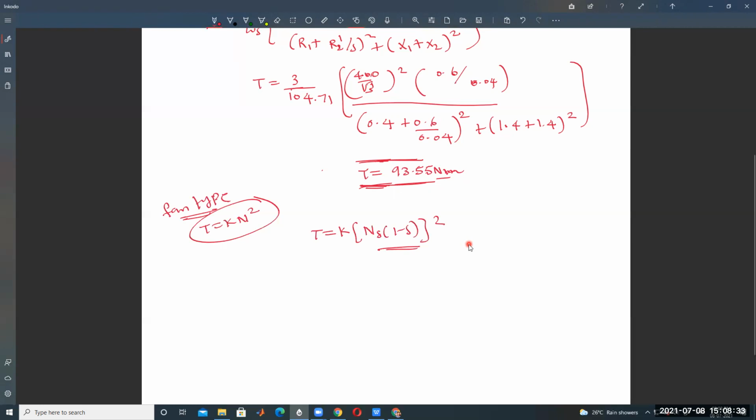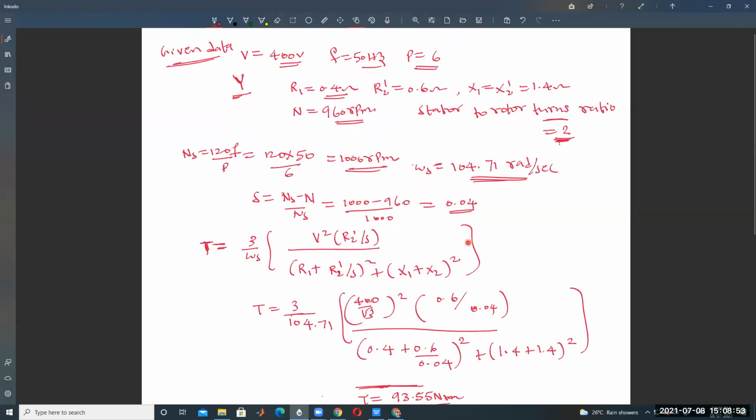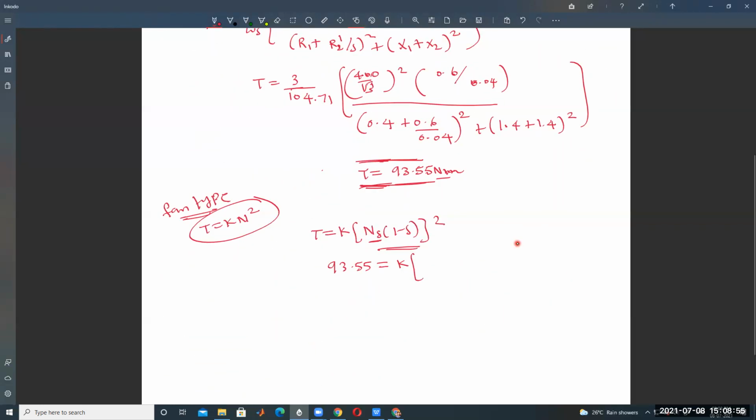Okay. So who is next? 205. Tell me the result of this. What is the K value here? Substitute here torque 93.55 is equal to K into how much speed? Ns, Ns is 1000, sir. 1000 into 1 minus how much slip here? Slip 0.04. Yes. 0.04.